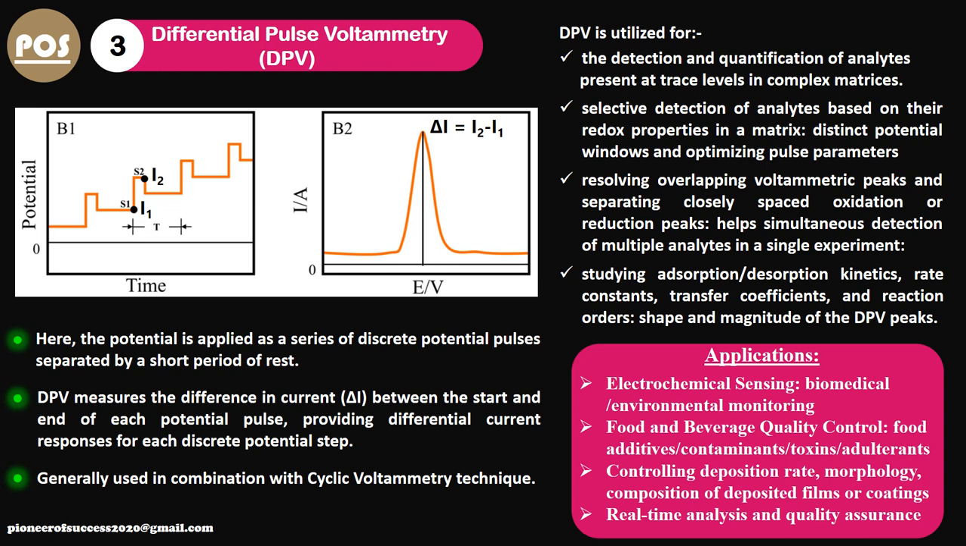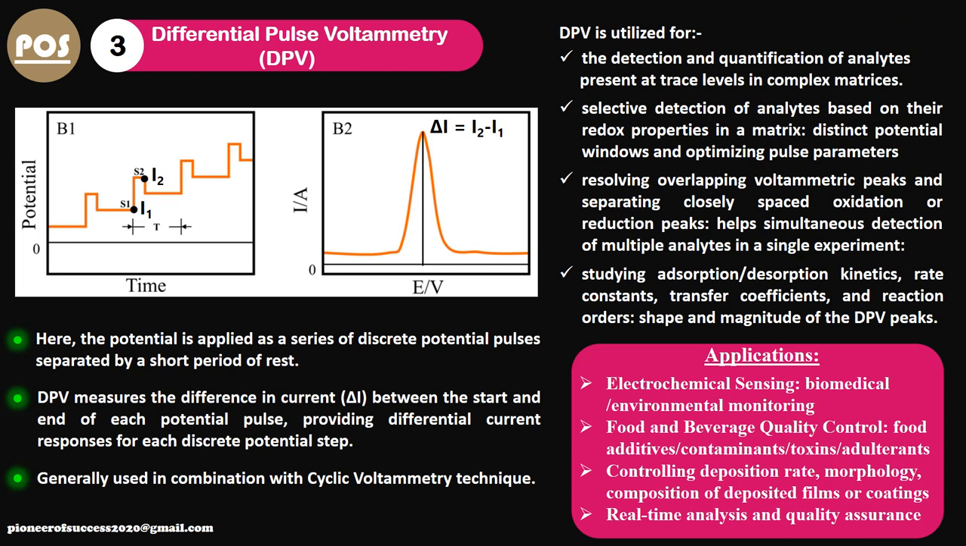The other point is studying adsorption desorption kinetics, rate constants, transfer coefficients, reaction orders, shape and magnitude of DPV peaks. We'll talk about all those points with specific examples in upcoming videos, but as of now it is to be understood that all those kind of information are possible to unearth by this DPV, and this is a very useful technique in cyclic voltammetry, in electrochemistry.